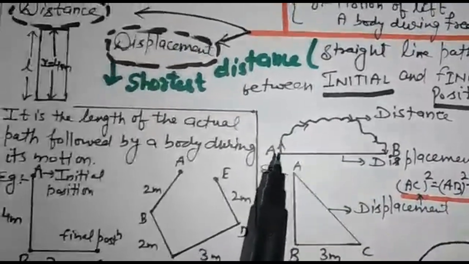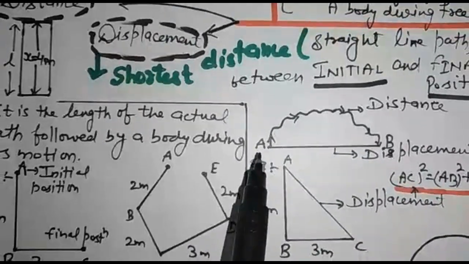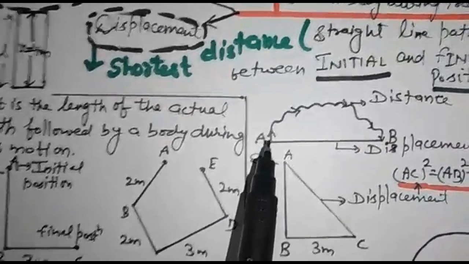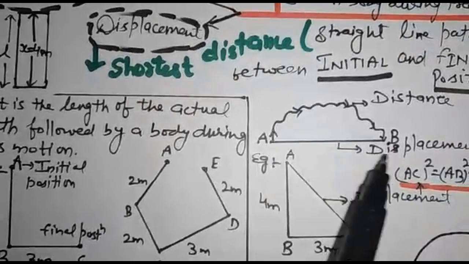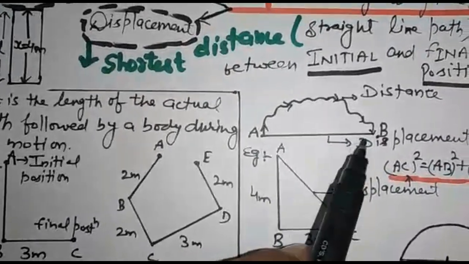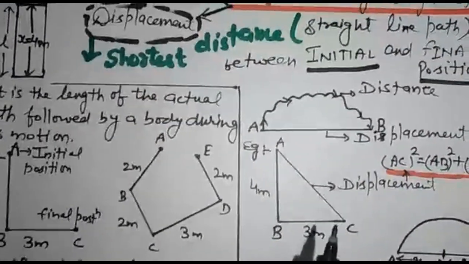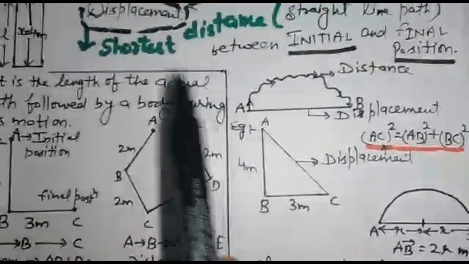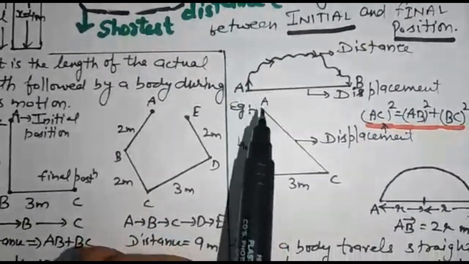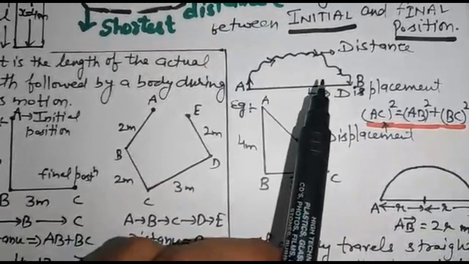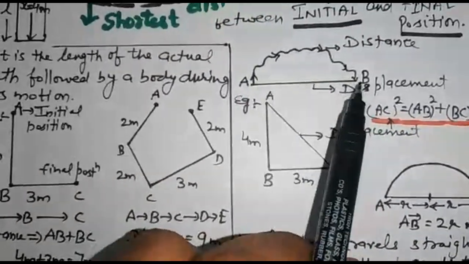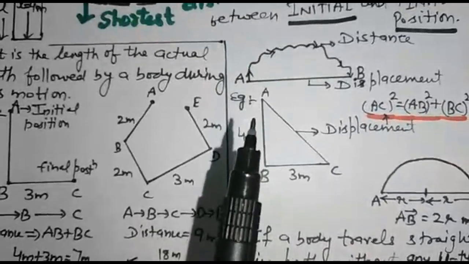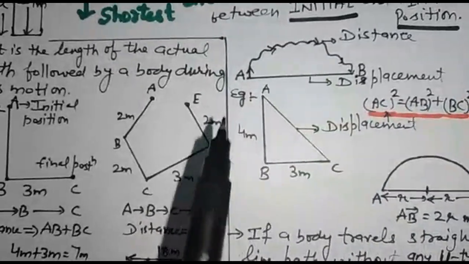And if I want to know the displacement of the body, I'll just draw a straight line path between A and B, and this is the displacement of the body. Understand? So displacement is the shortest distance, or we can say the straight line path between the initial and final position of the body. So it depends on the position, not the path followed by the body.